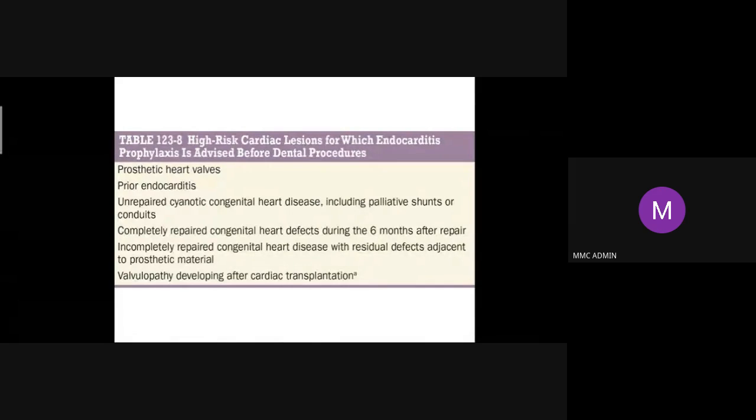These are the high-risk cardiac lesions for which we will give endocarditis prophylaxis before any dental procedure, because they are more prone to getting infective endocarditis. Even transient bacteremia can cause bacteria to get lodged into the vegetation, causing the clinical features of endocarditis.